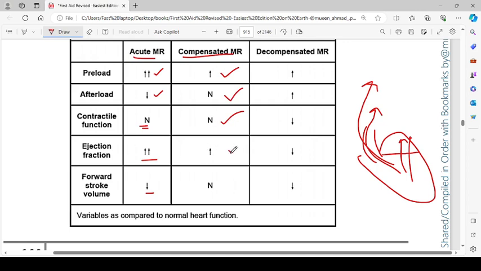For compensated mitral regurgitation, the preload is minimally increased, afterload is not decreased, contractile function is not affected like before, ejection fraction is increased but to a lesser extent, and forward stroke volume is normal. For the decompensated mitral regurgitation, the preload increases, afterload increases, contractile function decreases, ejection fraction decreases, and stroke volume also decreases.